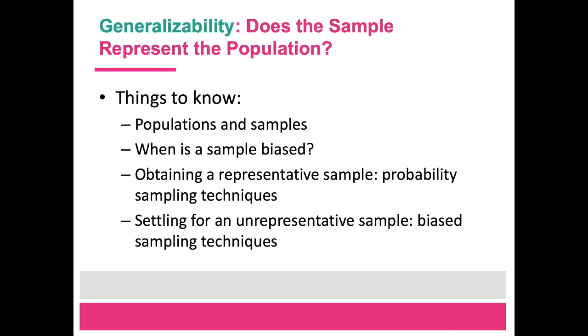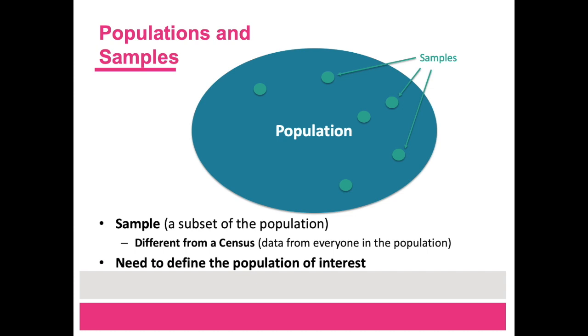All right, so things to know about when it comes to generalizability. First is the difference between populations and samples. Second is, when is a sample biased? Third, obtaining a representative sample, how we do that. And then when we have to settle for an unrepresentative sample, what other techniques are used. So first thing, populations and samples.